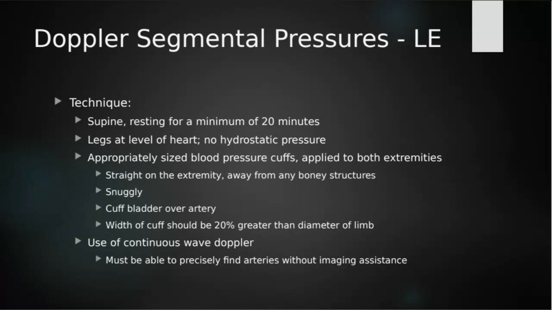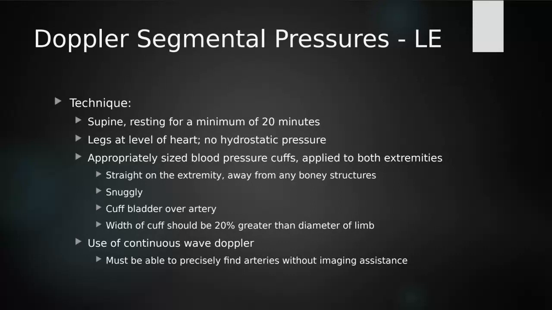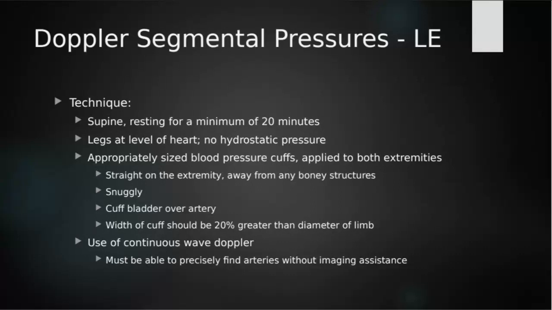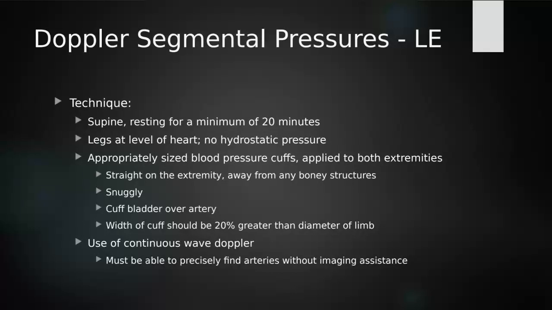We also want to make sure that the width of our cuff is 20% greater than the diameter of the limb. So you're going to see these blood pressure cuffs are really, really long. That's because we need to make sure that they're going to wrap all the way around with enough room for all of our patients. We are then going to be using the continuous wave Doppler feature that is on those machines. Like we said, with our machines, we're not getting an ultrasound image. Sometimes you can, depending on the equipment, but we're thinking in a world where you're not getting a diagnostic ultrasound image.